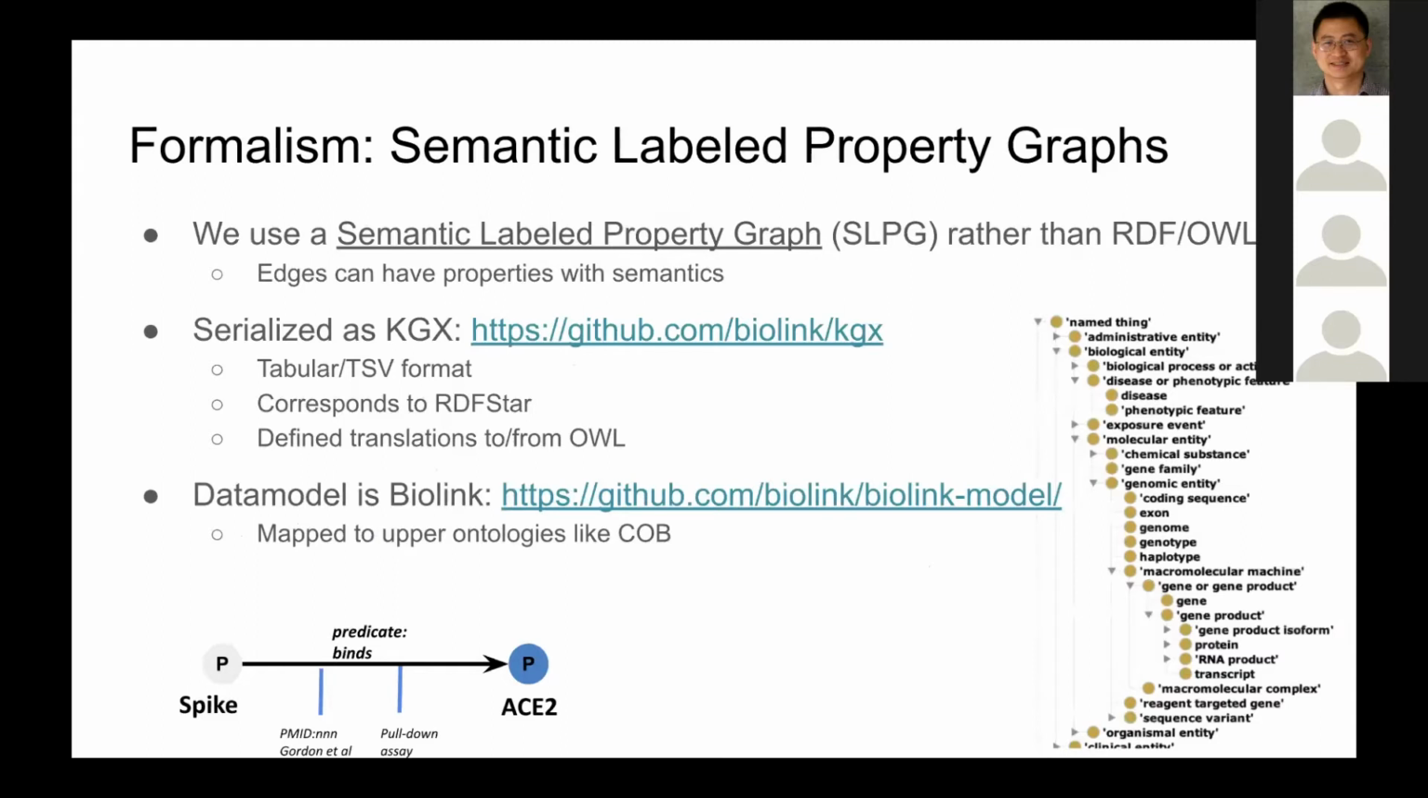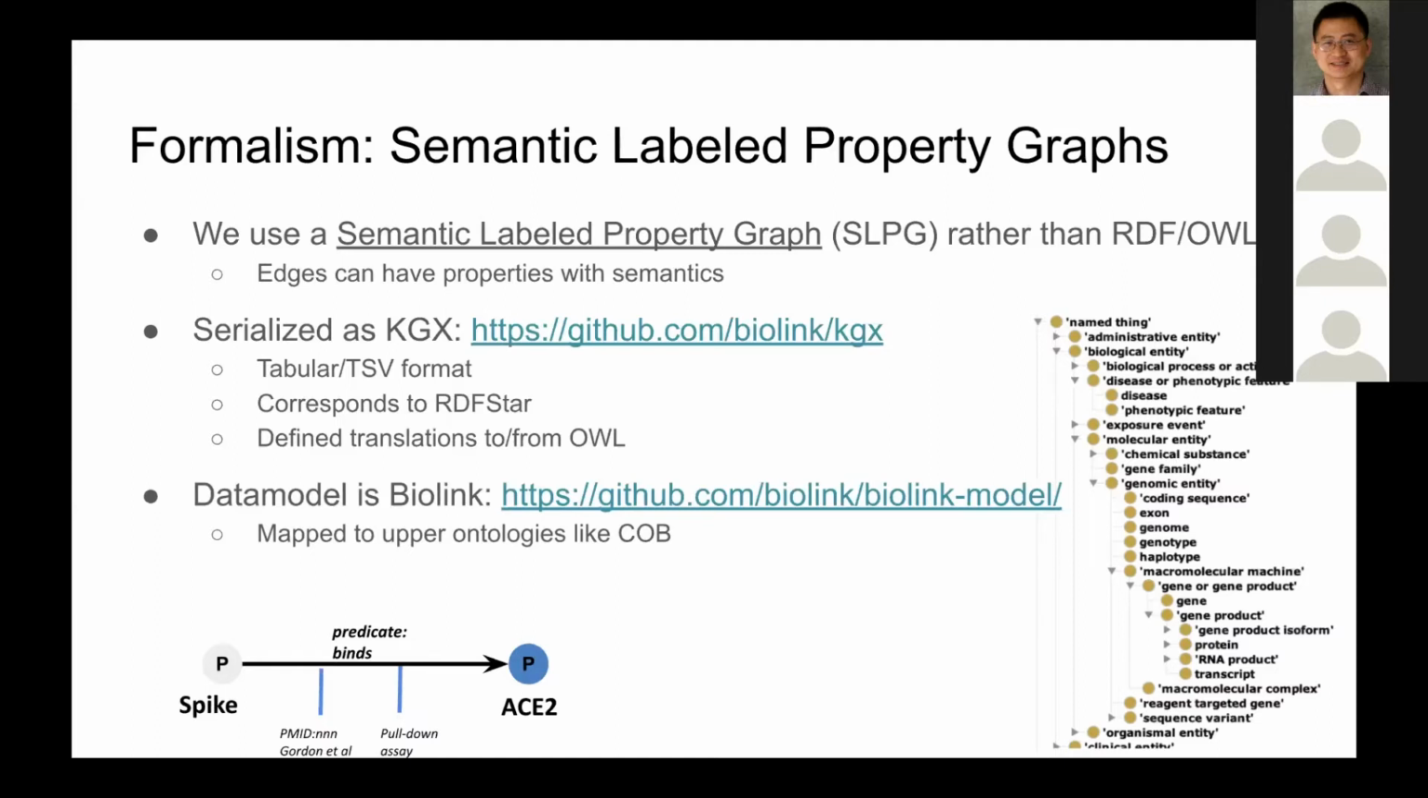Because this is an ontology talk, I thought I'd dive a little bit into the actual underlying formalism we're using and what I exactly mean when I say knowledge graph here. The formalism we use is not directly RDF-OWL. We're using semantic labeled property graphs, SLPGs. The main difference between this and RDF-OWL is that you can annotate edges in the graph with information, with provenance, and actually with information that alters the semantics of those edges as well.